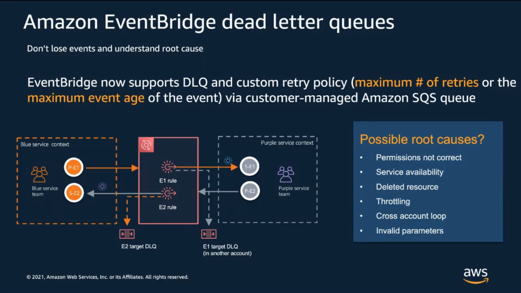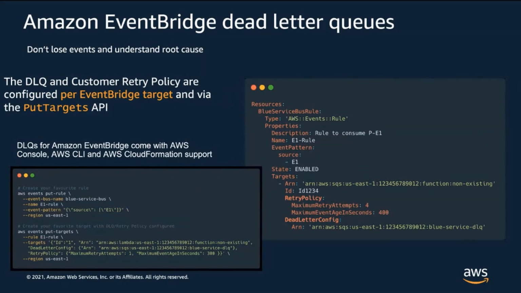With dead letter queues and custom retry policies, you have improved handling and control over failure in distributed systems built with EventBridge. And so with DLQs, you can capture failed events and then process them later, potentially saving yourself from data loss. To configure a DLQ for EventBridge, you can use the EventBridge target and the puts API.